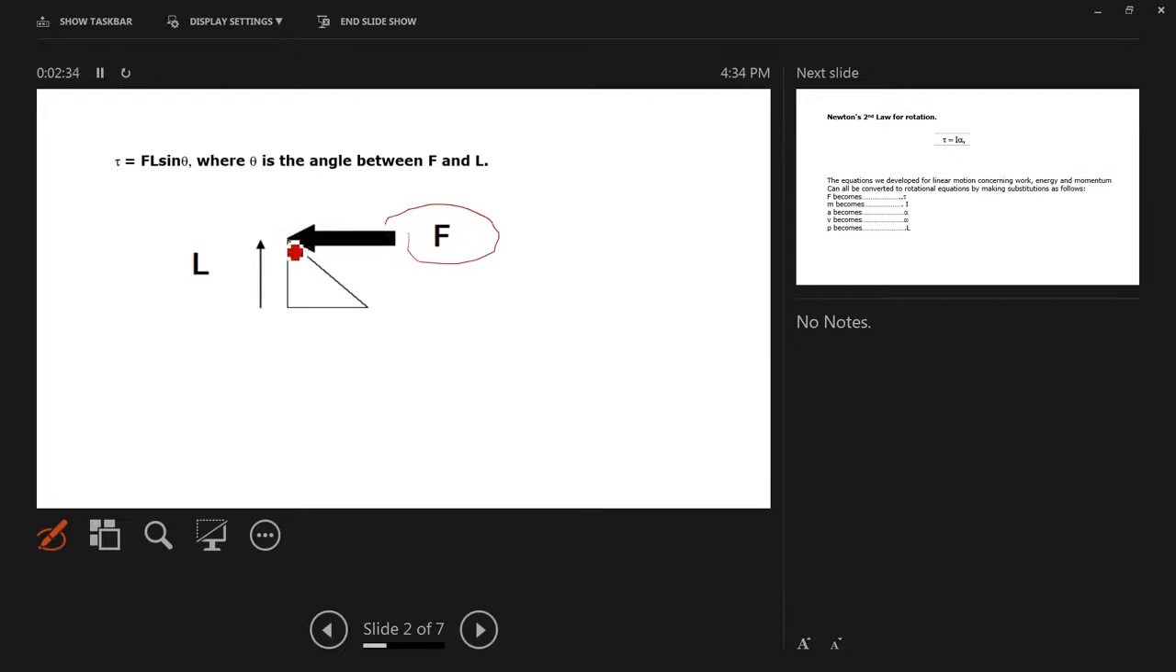Force F here applied to this triangular wedge-shaped object that is going to pivot around the base here. So essentially the object will be tilting in response to that applied force.